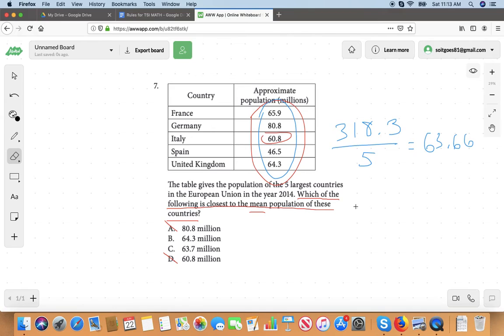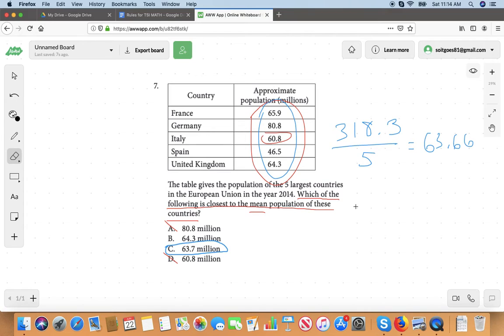The question is which of the following is closest to the mean population? Both answer choice B and C are pretty close, but the closest, and again, that's why you want to be really precise with your decimals here, the closest by far is answer choice C, which is the correct answer. Okay, 63.7 million, which is essentially 63.66 million rounded up.